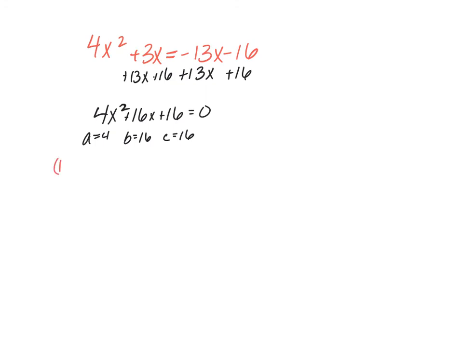So number 1 is the discriminant, so b squared minus 4ac. So that's 16 squared minus 4 times a, which is 4, times c, which is 16. So that's 256 minus 256, because 4 times 4 is 16. 16 times 16 is 256, and I get 0. So my discriminant is 0.